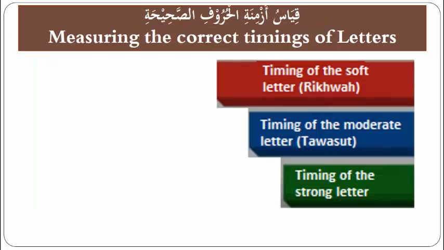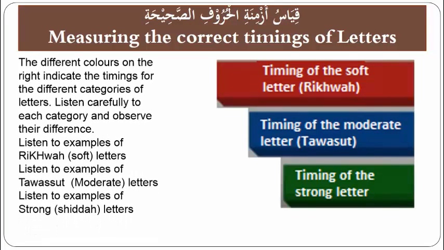We return back to measuring the correct timings of letters. The different colors on the right indicate the timings of the different categories of letters. For the timing of the rikhwa letters, the soft letters, we have it in red. The timings for the moderate letters, we have it in blue. And the timings for the strong letters, the shidda letters, we have it in green. So listen to the examples of rikhwa soft letters.